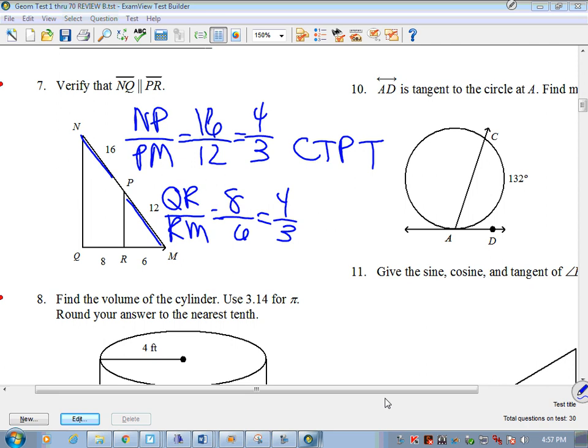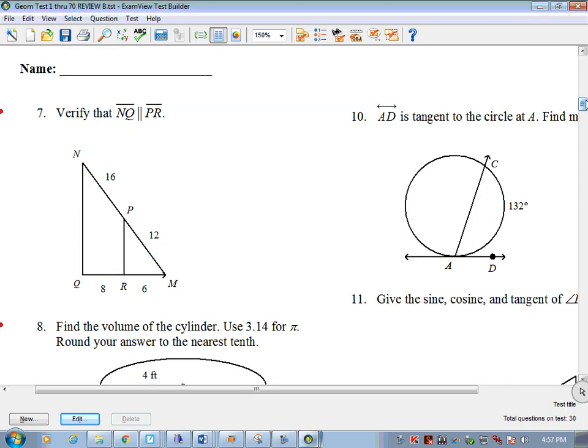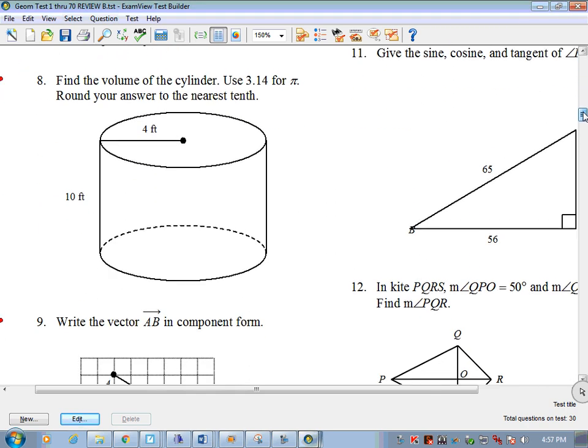Converse of the triangle proportionality theorem. Okay, let's come on to number 8. And I do like volume questions. Find the volume of the cylinder. Use 3.14 for pi. Round your answer to the nearest tenth.